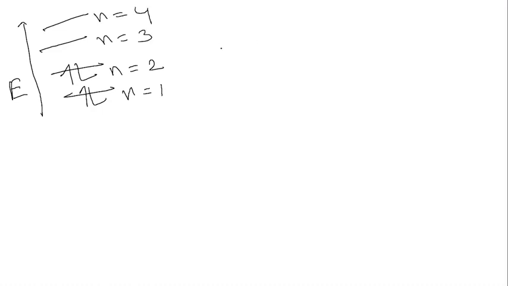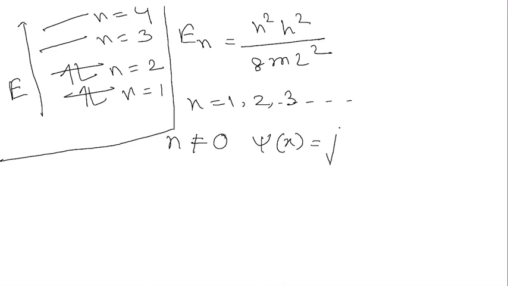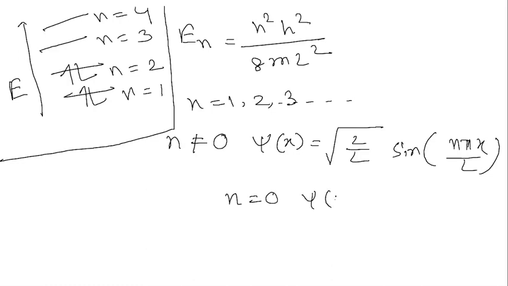Before going into further details, some basic things. What is the energy expression for a particle in a 1D box? This is n squared h squared by 8 m L squared. Here n equals 1, 2, and so on, some integers. Sir already discussed why n can't be 0. If n is 0, what is the wave function of the particle in a 1D box? I am writing it here. If n equals 0, psi of x will be 0.